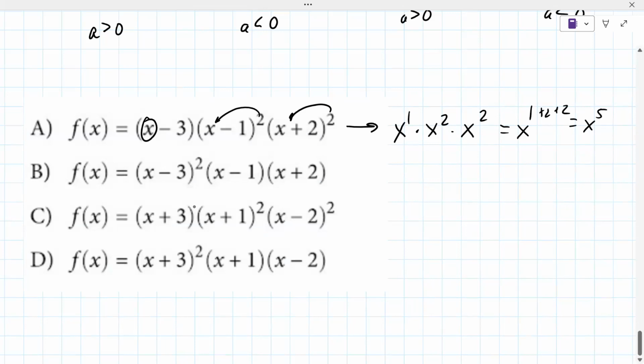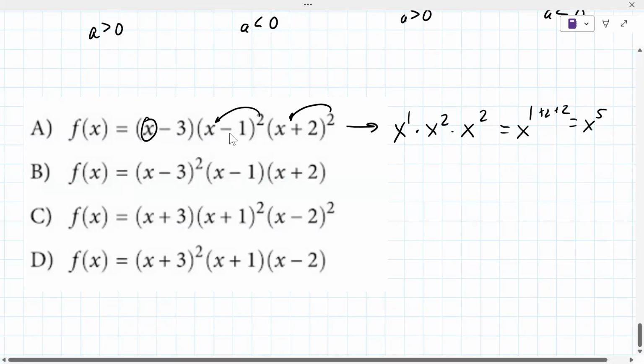Does that make sense? How we got that? Yeah. Like if you're to expand all this, right? This middle one expands out into an x squared plus some other stuff. This last one expands out into x squared plus some other stuff. So you just multiply the leading ones there.